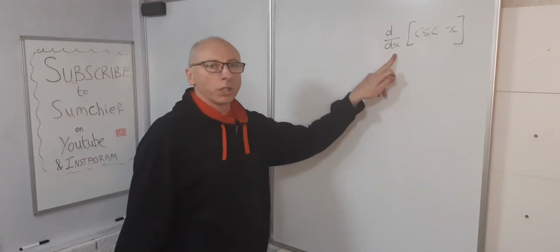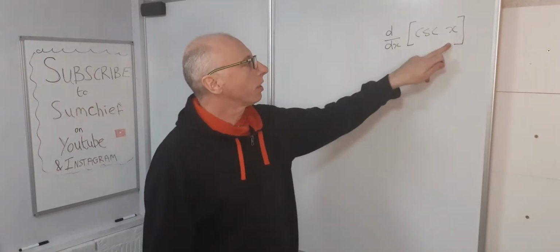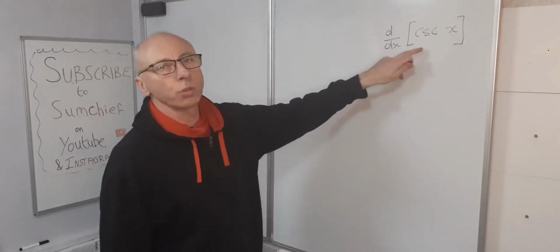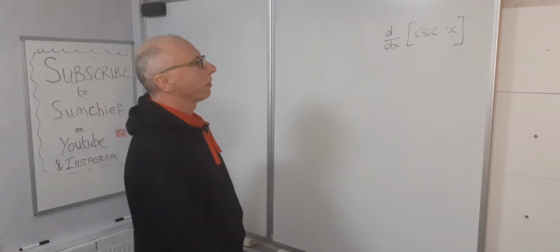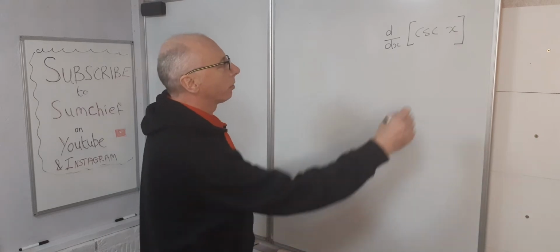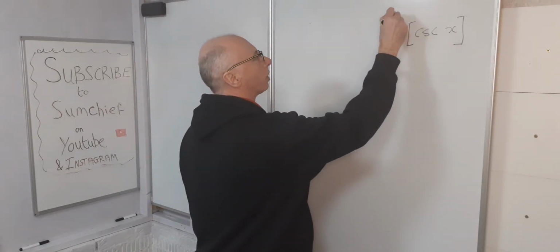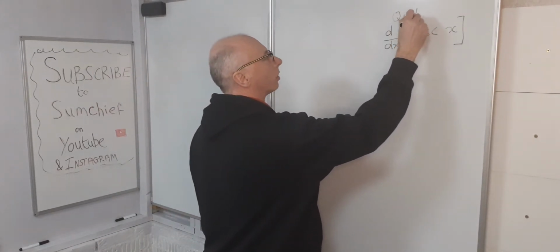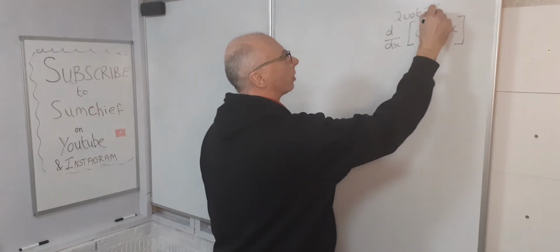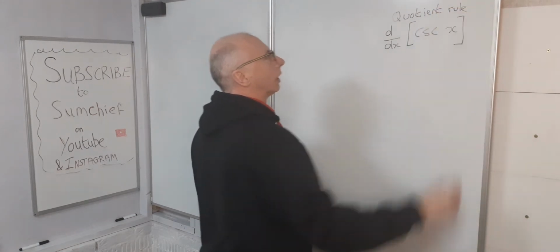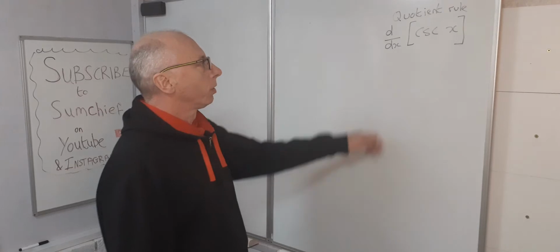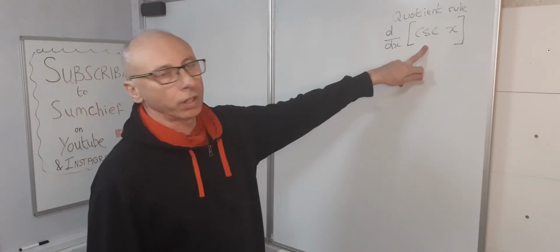Okay, we're going to differentiate today cosecant of x. I'm going to show you two methods to do this derivative. So first of all, I'm going to show you the quotient rule. Okay, so cosecant of x we know is 1 over sine x.